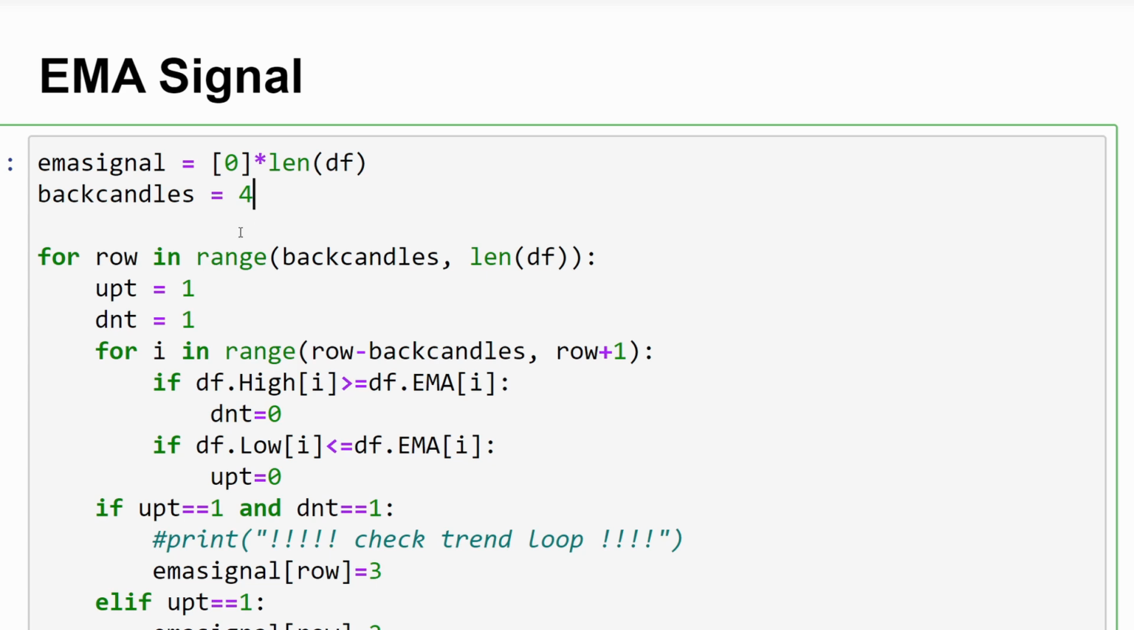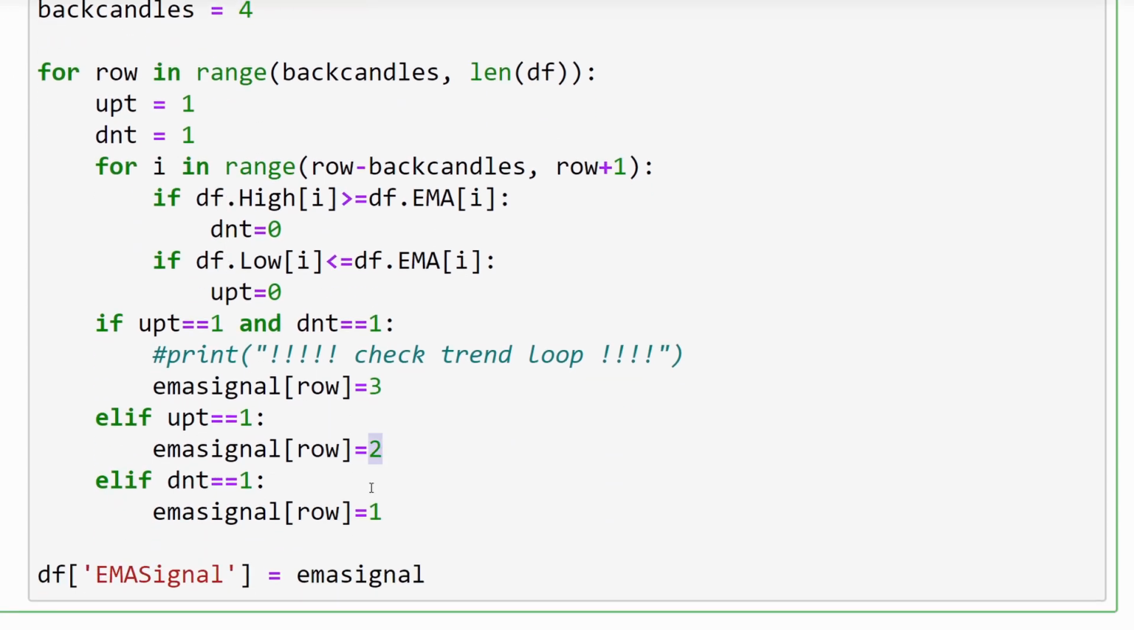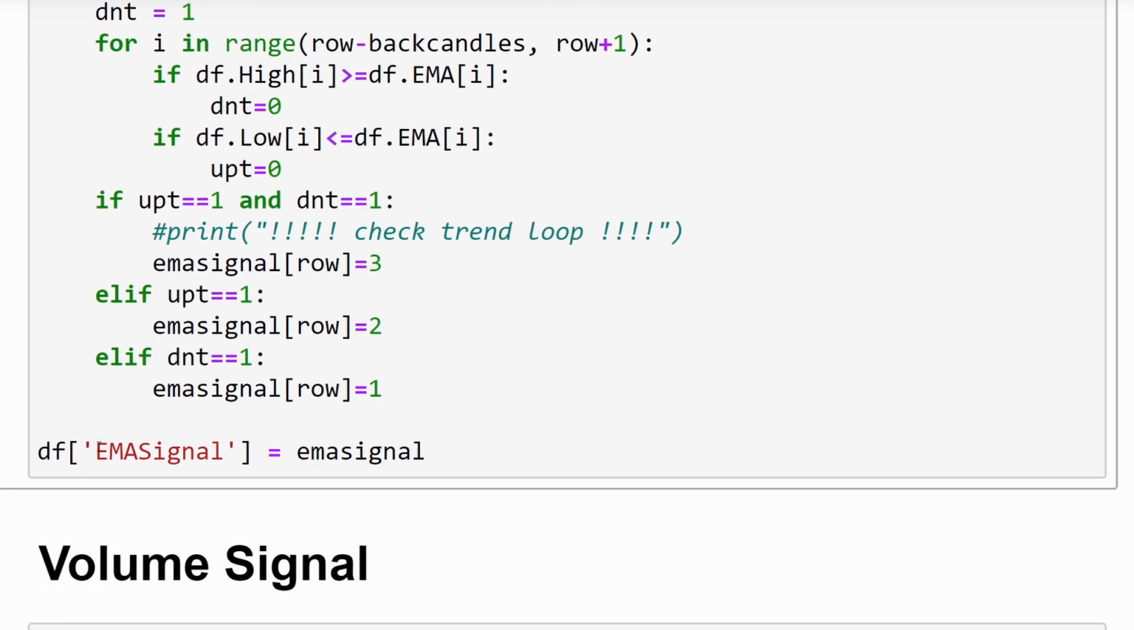Here we are using the daily charts, so when you say 4 back candles, it means that the price has been trading above the EMA for 4 days or below the EMA for 4 days. And in this case, we are going to assign 2 for an uptrend, 1 for a downtrend, and 3 if you have both. But this is the case where we have an error. It doesn't happen. So I just wanted to print this just to verify that my code is working properly without any bugs. And this signal is stored in a new column in our data frame called the EMA signal.